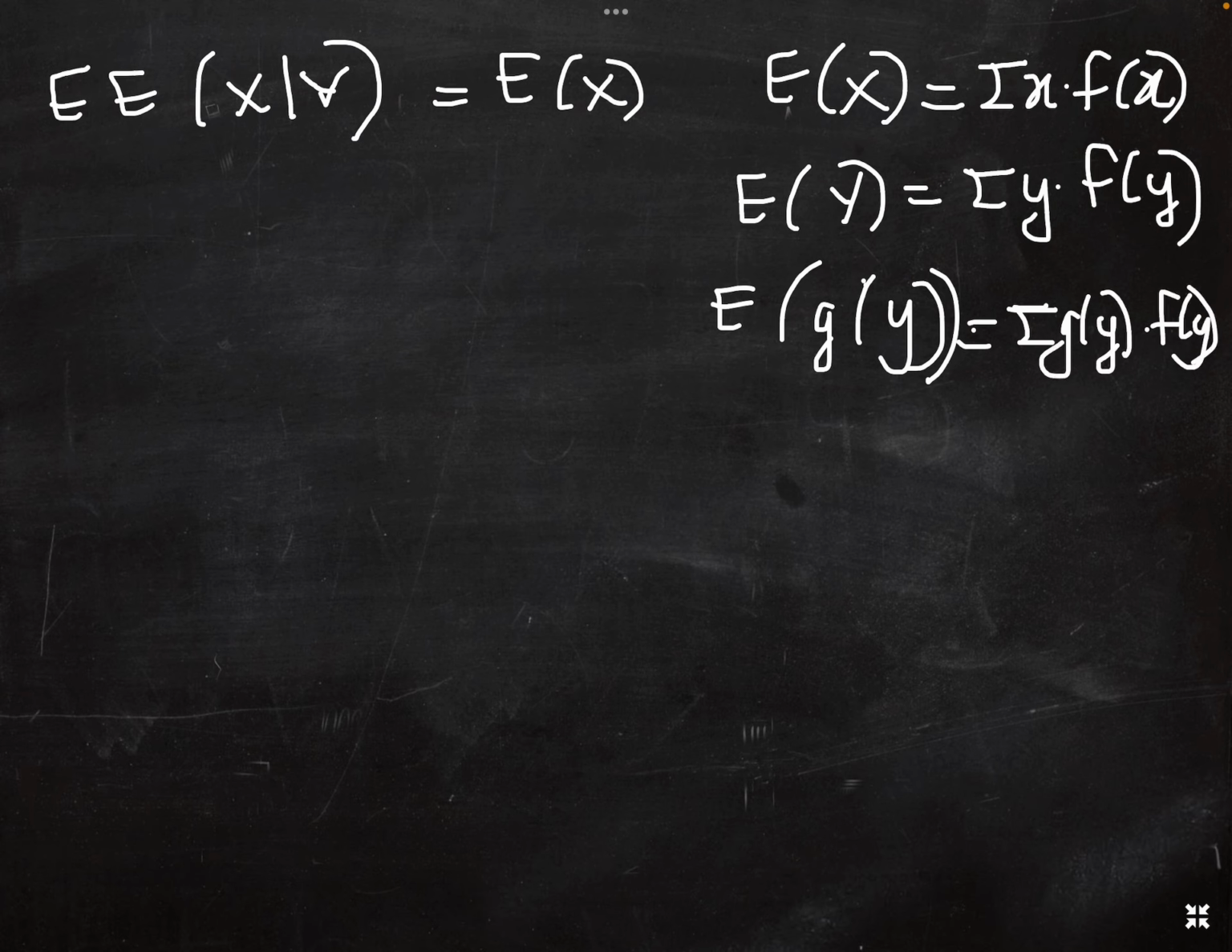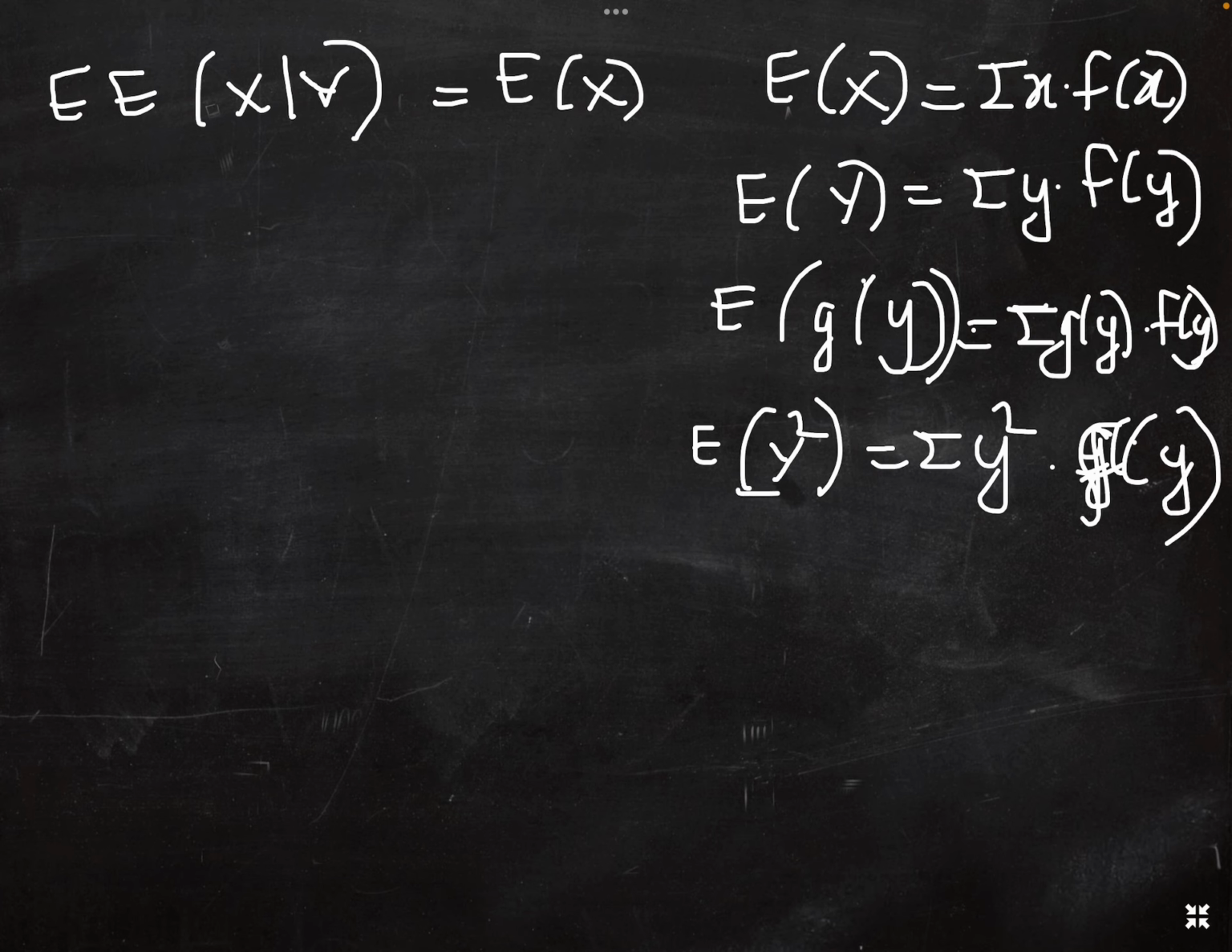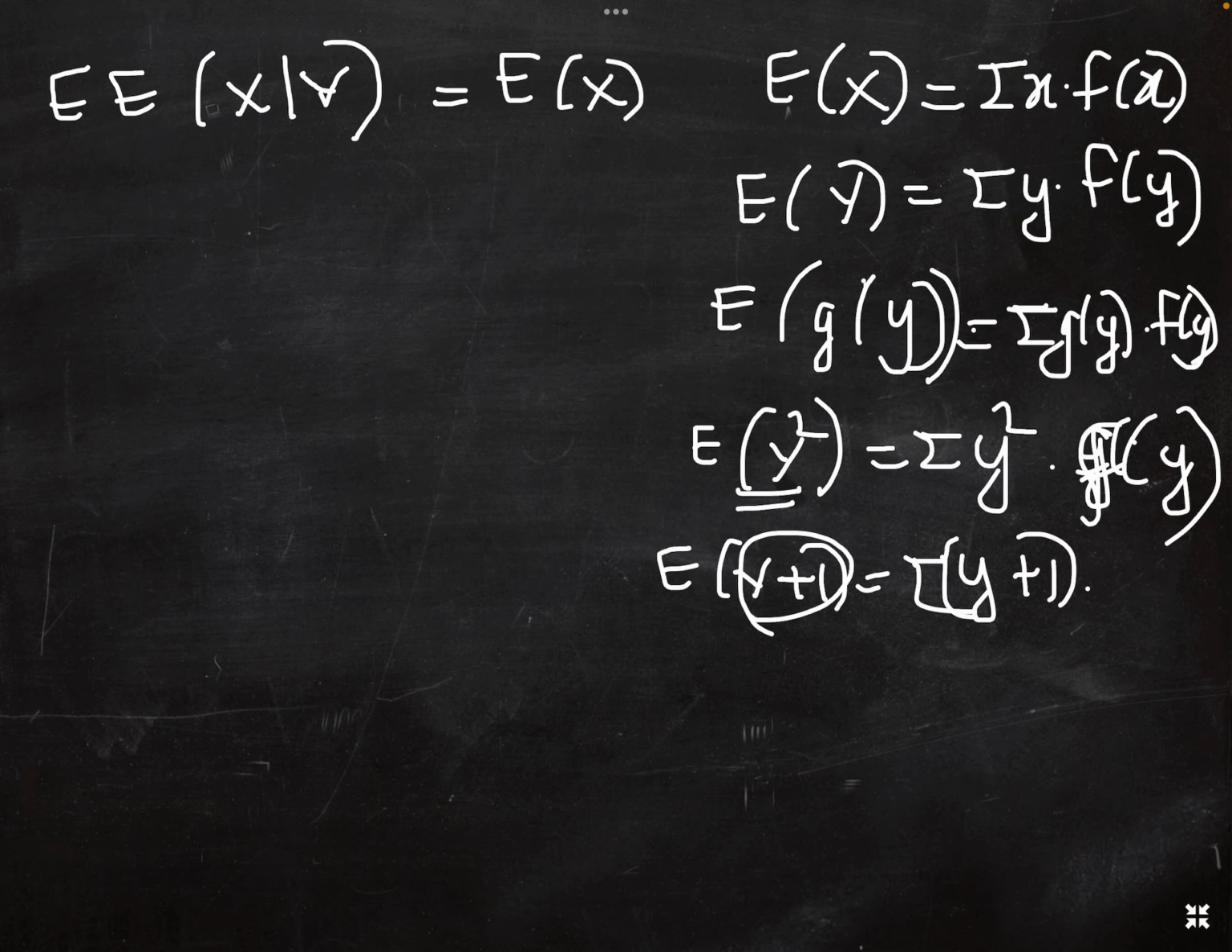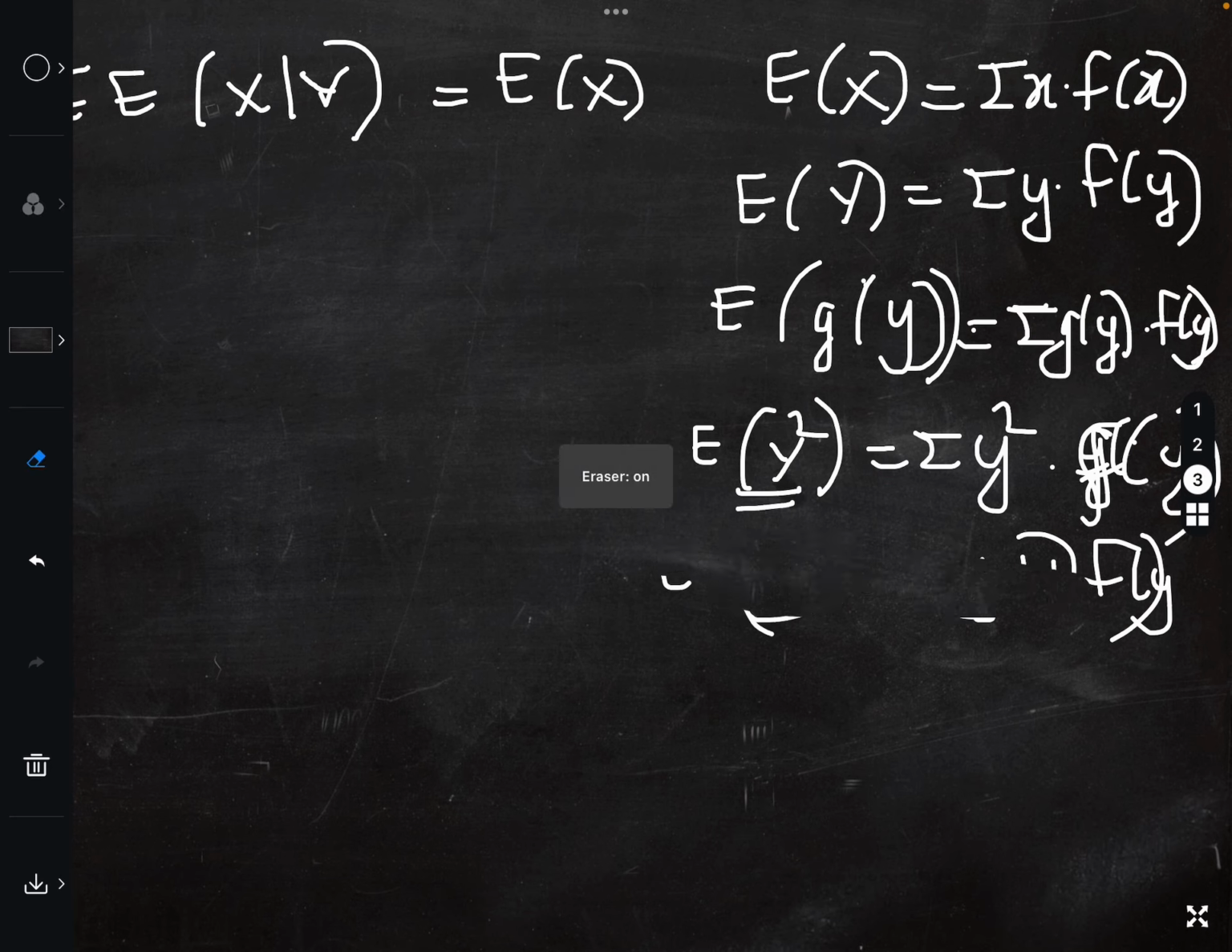What is expectation of y square? It is summation y square into the corresponding probability density function of y, sorry, f of y. And what is expectation of y plus 1? It is summation y plus 1 into the corresponding probability mass function of y, that is f of y.